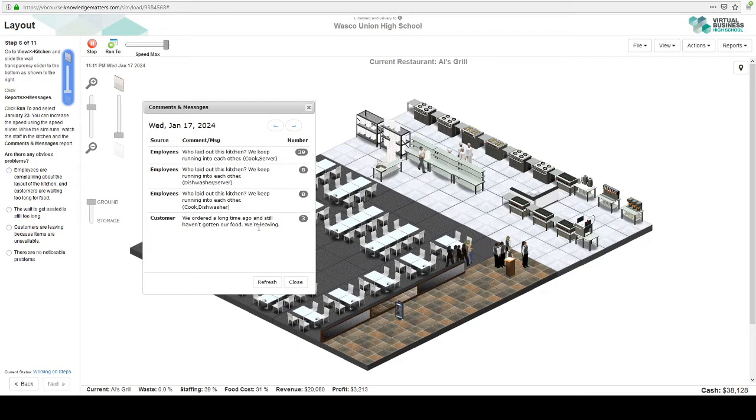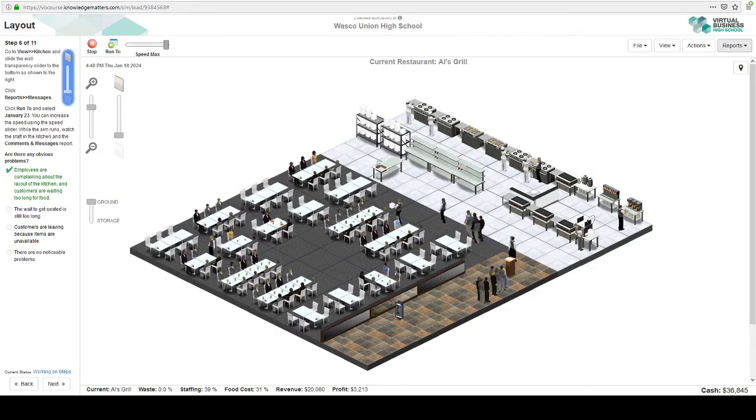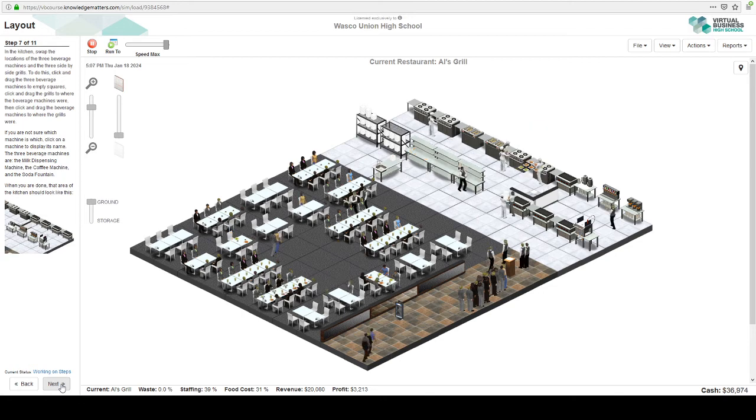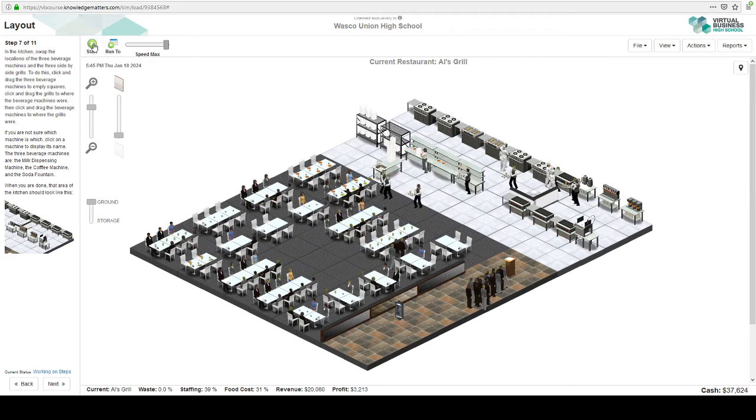And customers are still waiting for their food because there are so many problems in this disorganized kitchen. It's actually affecting the customers. Okay, so employees are complaining. All right. So let's clean this up. Let me just stop this right here.